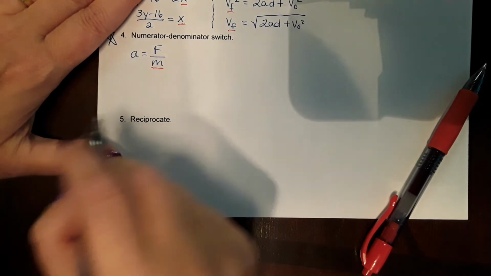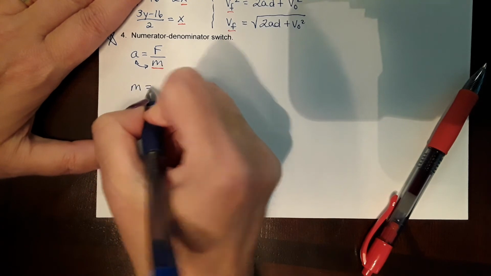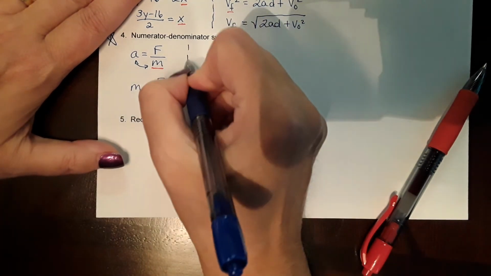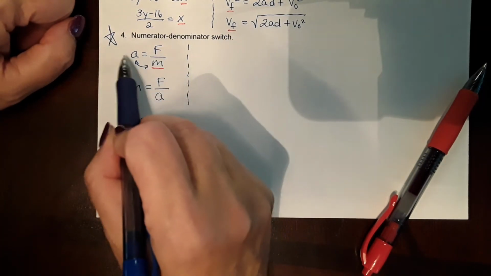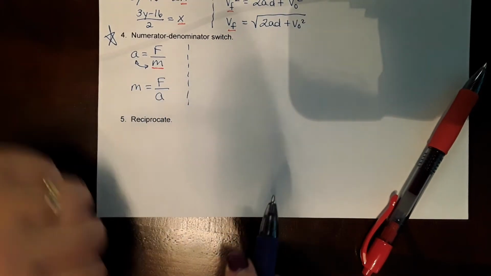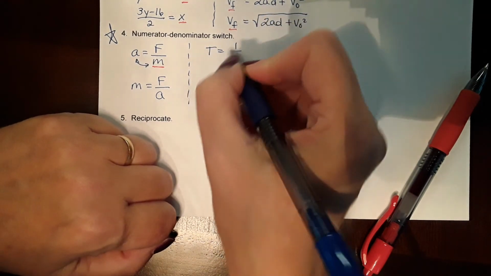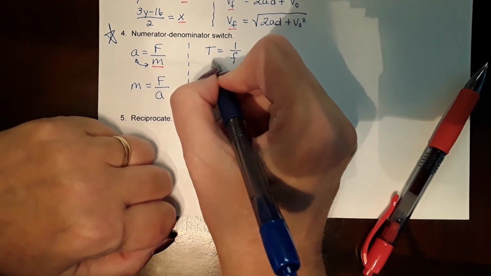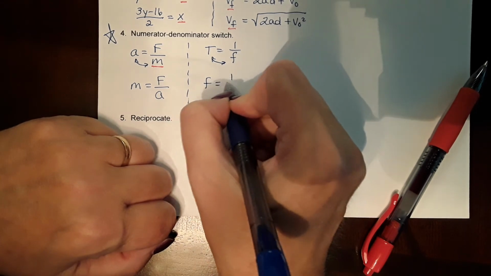No, what we're going to do is numerator, denominator switch. We're going to say M equals F over A. All we did is switch the numerator and denominator because that's the end result if you were to multiply both sides by M and then divide by the A. Okay? Look at this one. Period and frequency are perfect reciprocals of each other. So if we want to solve for the frequency instead of the period, we're going to do numerator-denominator switch. Just like that.